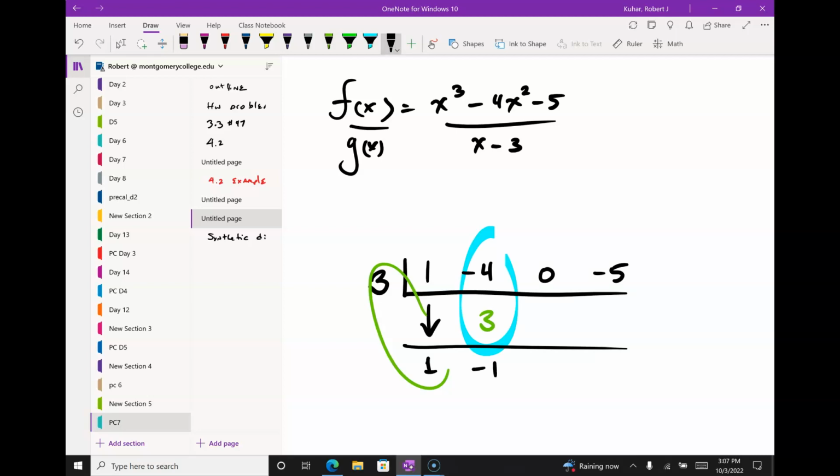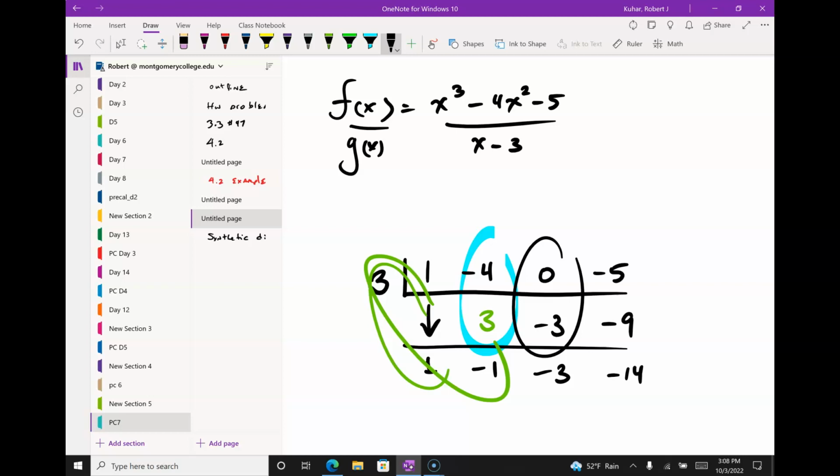Rinse and repeat. Multiply. What do I get? And add negative 3. Right? 0 plus minus 3 is negative 3. Multiply. Negative 9, add negative 14. There's my remainder again.